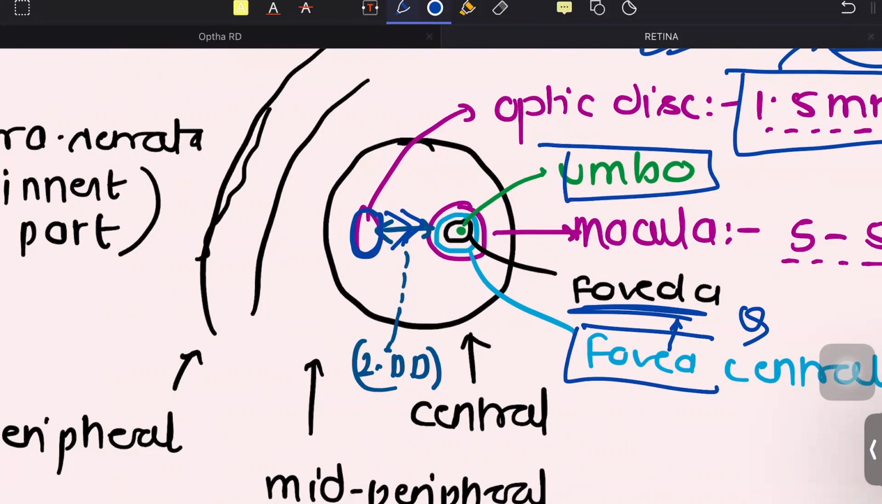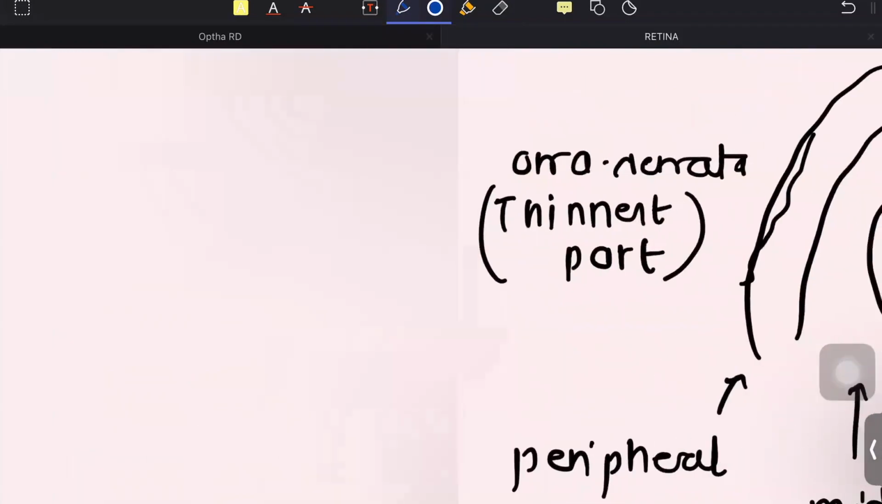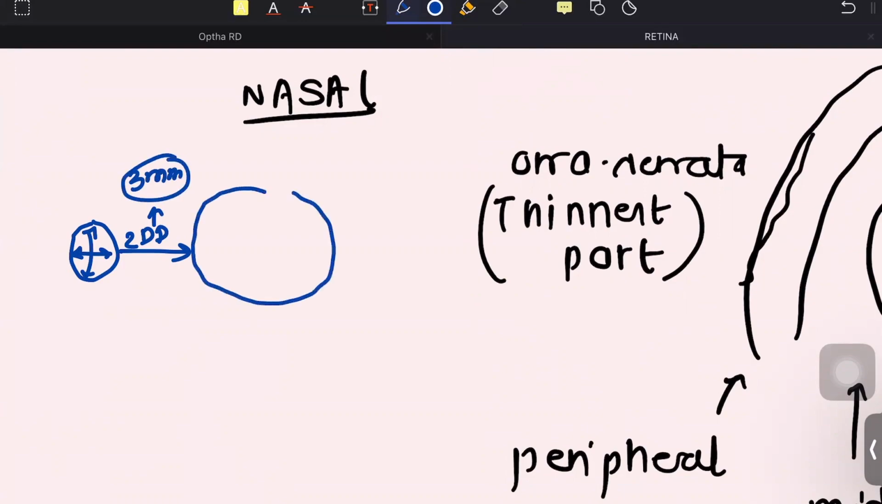As we go from center to periphery, let me make a diagram to explain that. So this is our optic disc, which has a diameter of roughly 1.5 millimeters. As we go temporally 2 disc diameters from the optic disc, which is roughly 3 millimeters, we find an area whose diameter is roughly 5.5 millimeters. This is known as the macula.